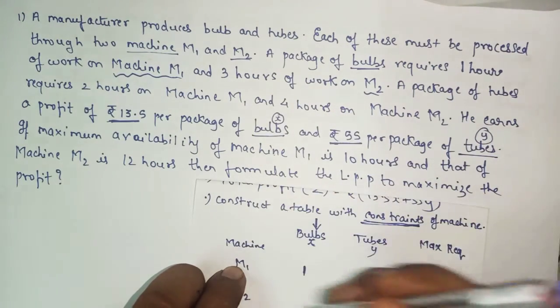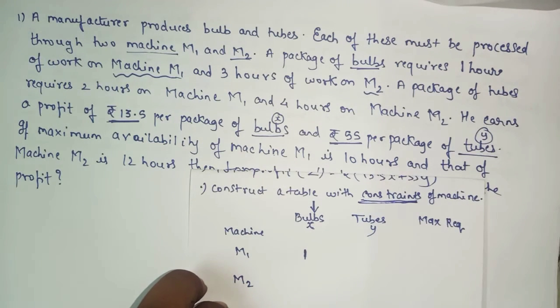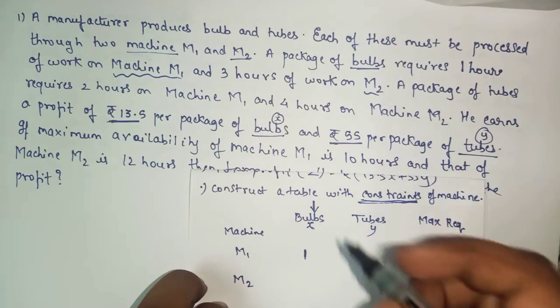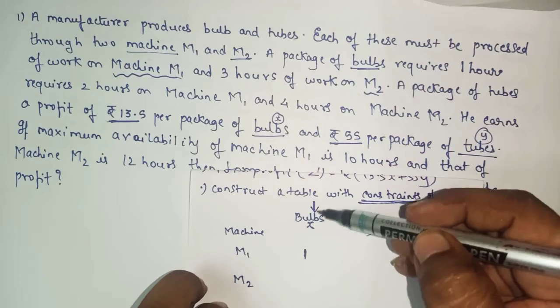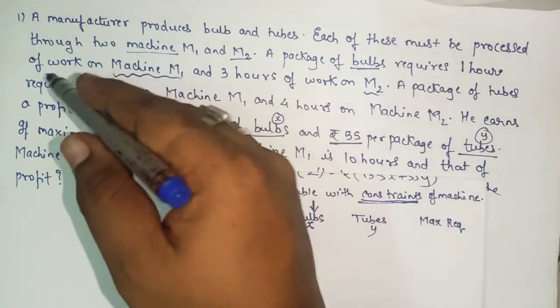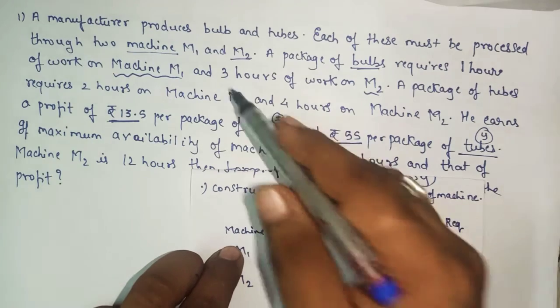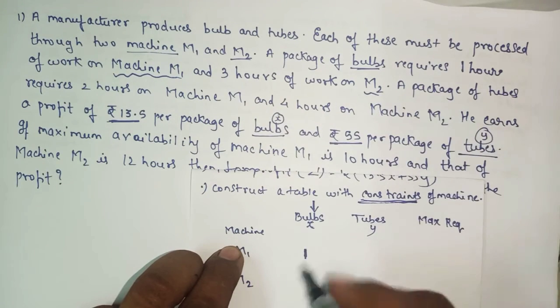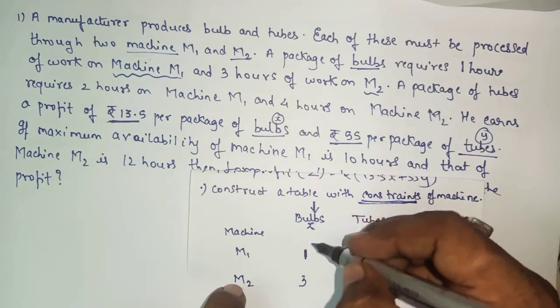So now what exactly are we doing? We are constructing the table. I am explaining how to construct a table before framing the equation. So packages of bulbs, just focus on the bulb. Required 1 hour of work on machine 1, and 3 hours more work on machine 2. That is for bulb only.